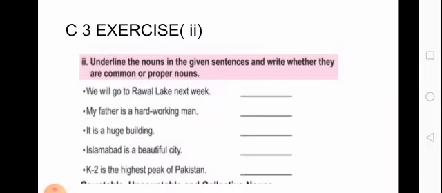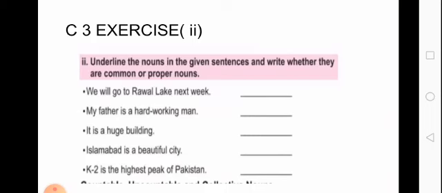There is an exercise on your screens. Underline the nouns in the given sentence and write whether they are common or proper nouns. We will go to Rawal Lake next week. First of all, what is the noun in this sentence? Rawal Lake. It is a naming word. Clear?